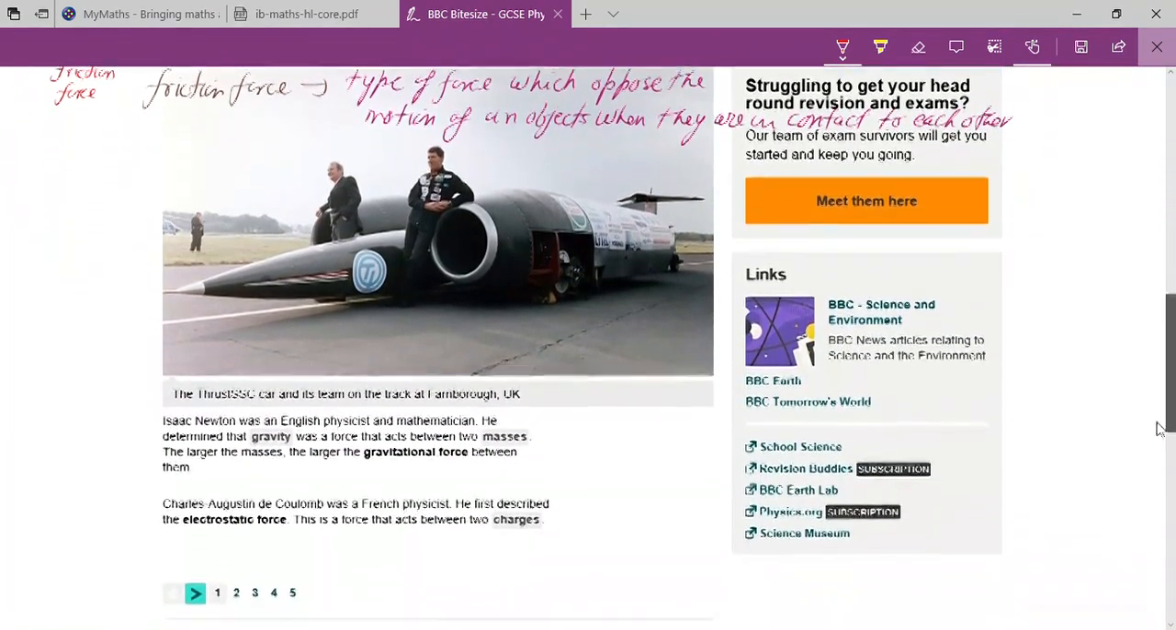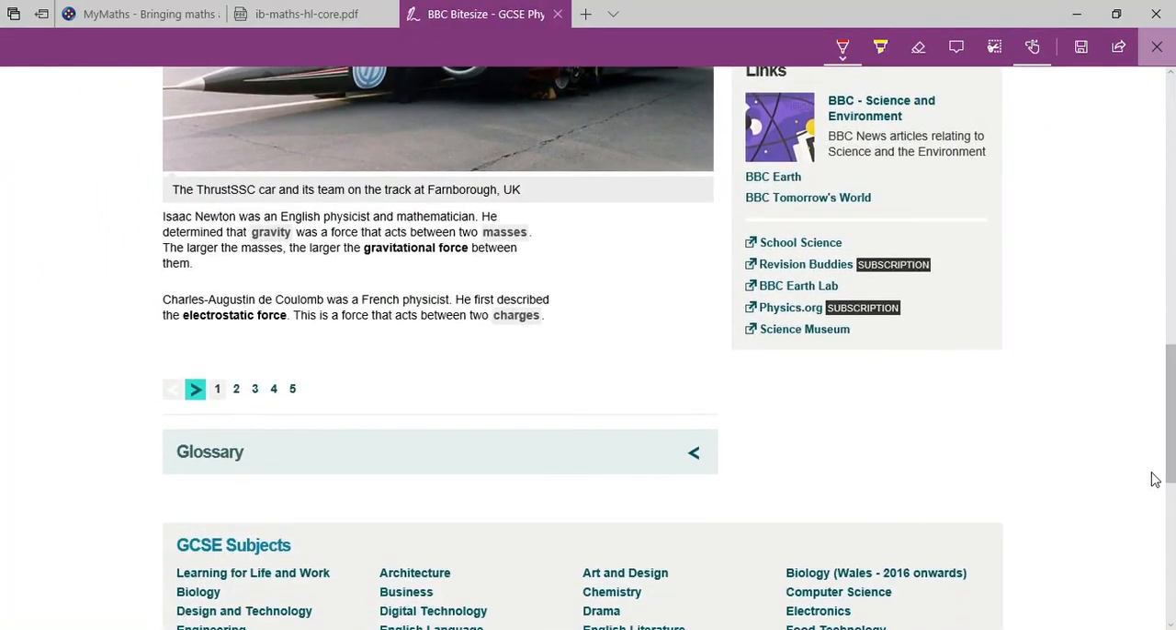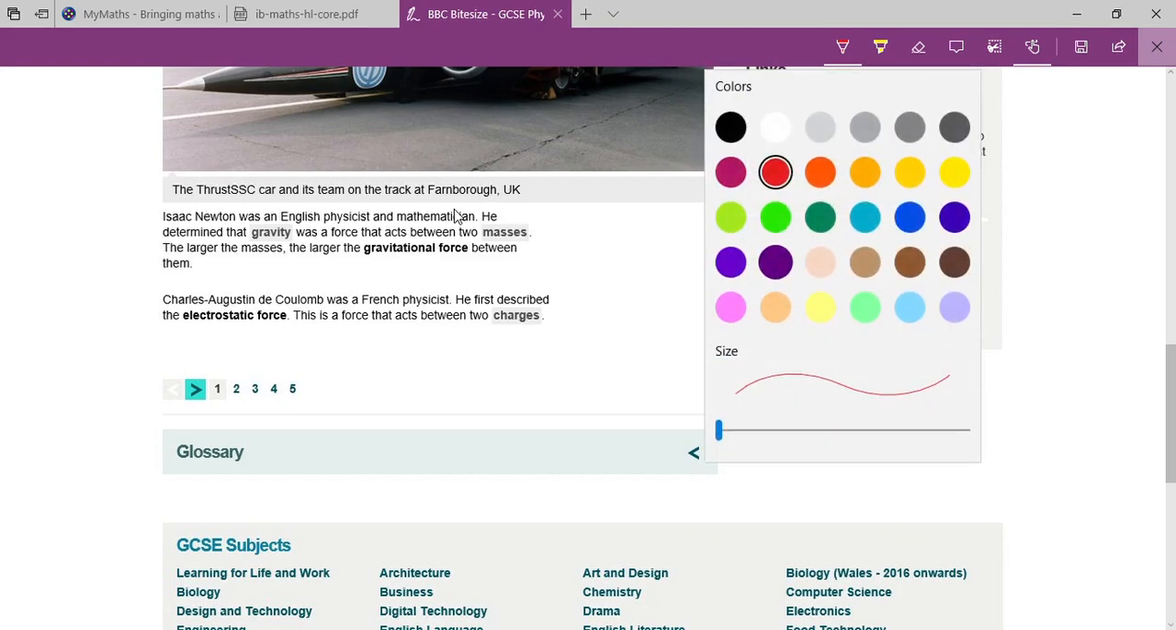So now, here you can see that Isaac Newton was an English physicist and mathematician. He determined that gravity was the force that acts between two masses. You can understand gravity like the earth and us: gravity acts between the earth and us. I am writing the definition of gravity here.